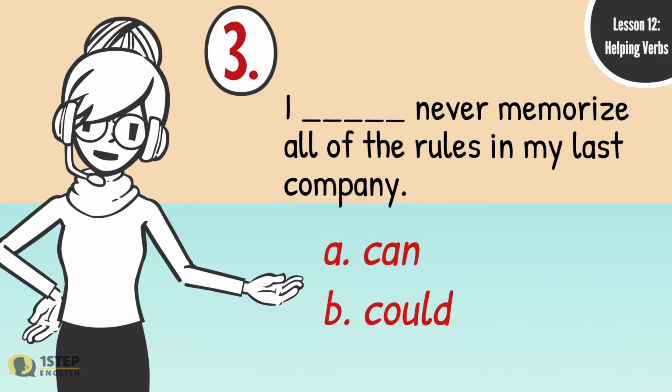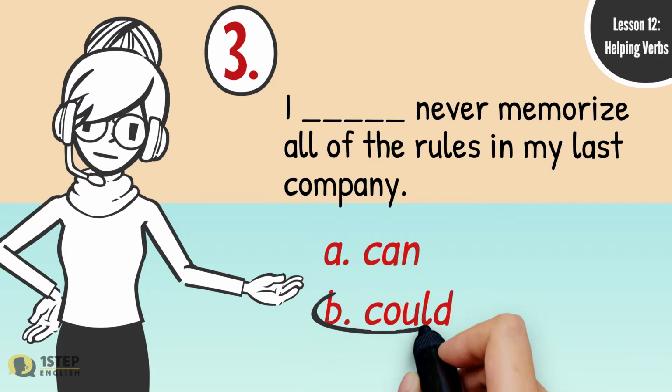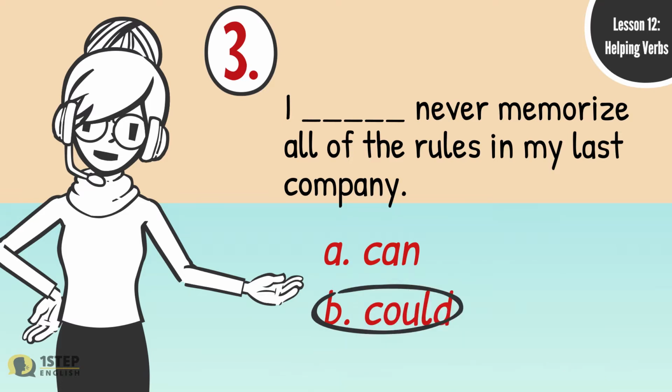3. I, blank, never memorize all of the rules in my last company. A. Can. B. Could. The correct answer is letter B. Could. I could never memorize all of the rules in my last company.